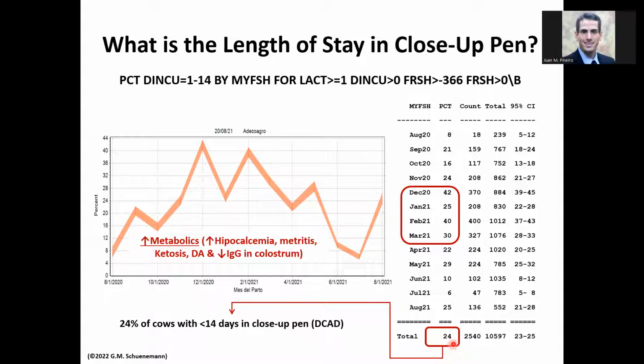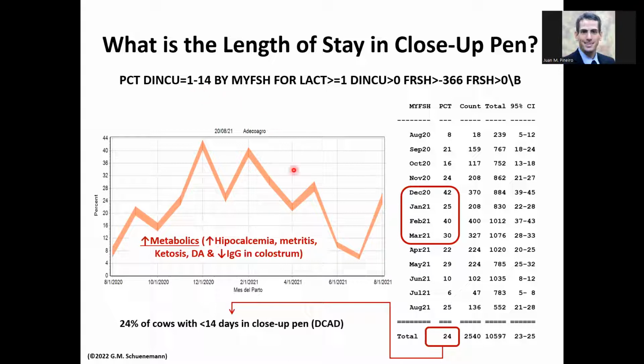And what I'm looking at with this command is cows that stay 1 to 14 days in the close-up pen. Usually these cows are going to have more dead calves, or more metabolic problems postpartum. And assuming that they have the same number of calf mortality, they almost always have more metabolic problems. So this is not associated per se with the bull, but it is more about how we are moving cows and the consistency that we have there.